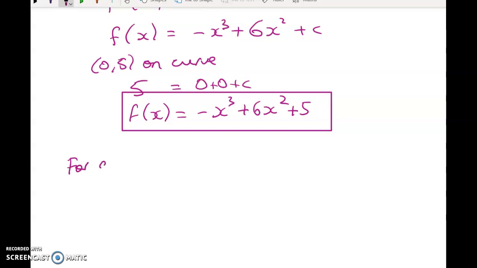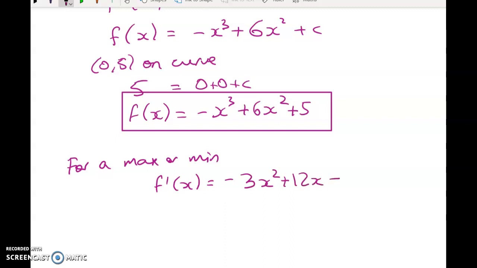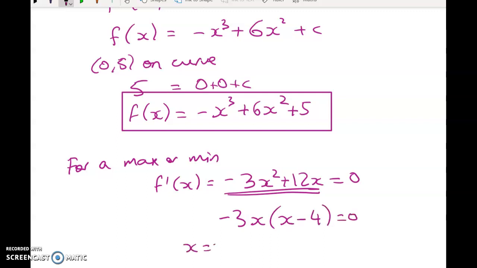So for a max or min, we have f dash of x is equal to negative 3x squared plus 12x must equal 0. So we can factorize this to solve this little quadratic. We'll have negative 3x as my first factor times x minus 4 for my second. So x equals 0, which we already knew, or the other one, x is equal to 4.